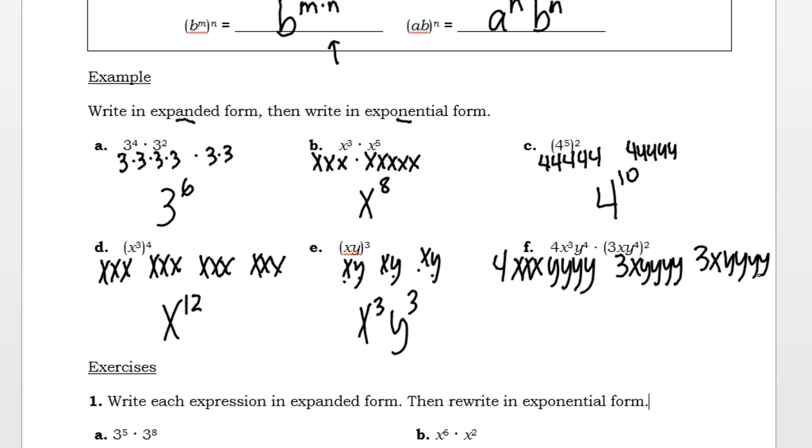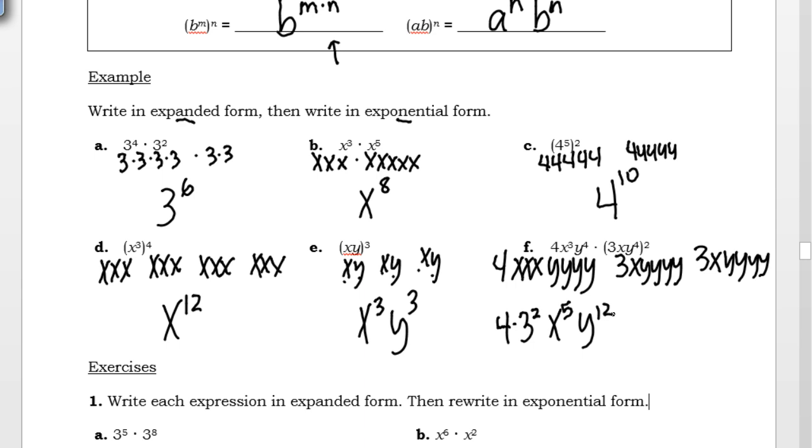When I'm writing these in exponential form, I want to group all of my pieces. The instructions aren't super clear, so I'm going to do it this way. I have a 4. I have 2 3's. I have 1, 2, 3, 4, 5 x's, and I have 8 12 y's.